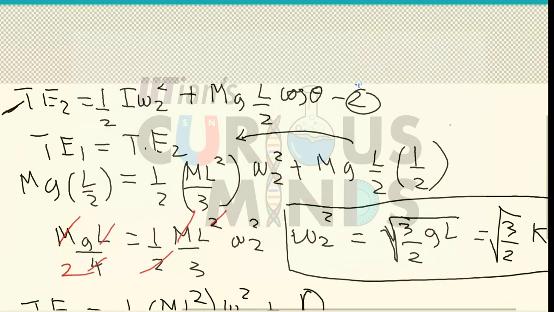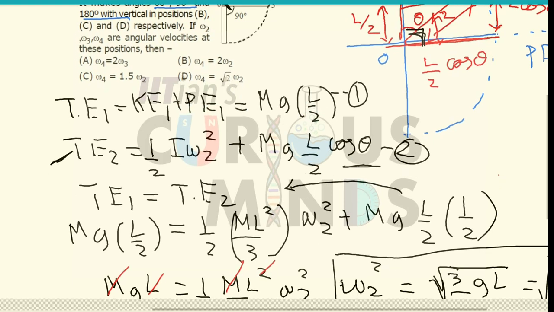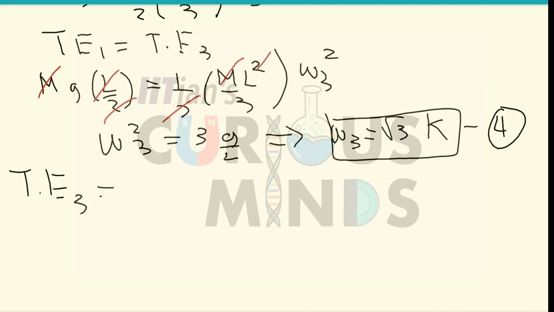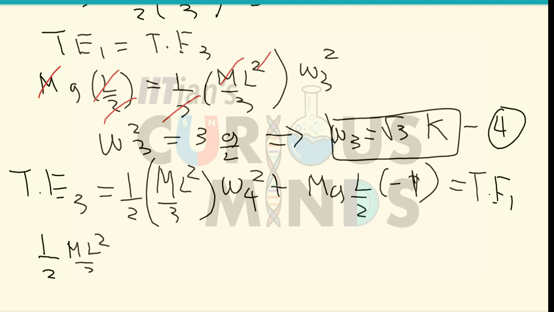Now we have to find omega 4. We will use the same formula. Theta over here is equal to 180 degrees, and cos 180 means minus 1. So total energy at point 3 will be equal to half I, which is ml square divided by 3, into omega 4 square plus mgl by 2 into minus 1 into minus 1. Now this is equal to total energy at point 1. So half ml square divided by 3 into omega 4 square plus mgl by 2 is equal to mgl by 2.